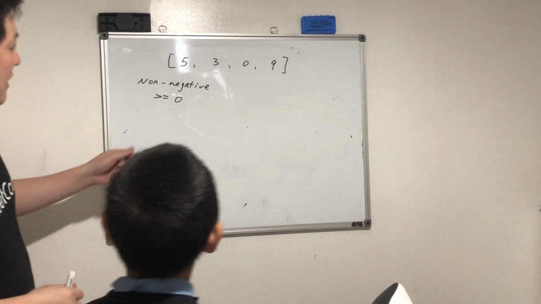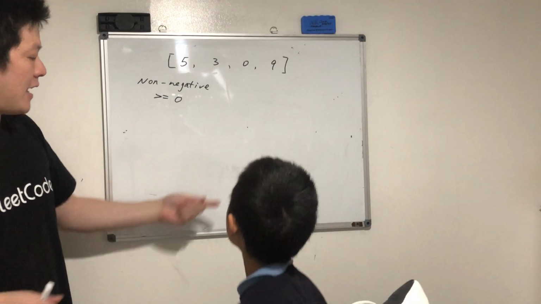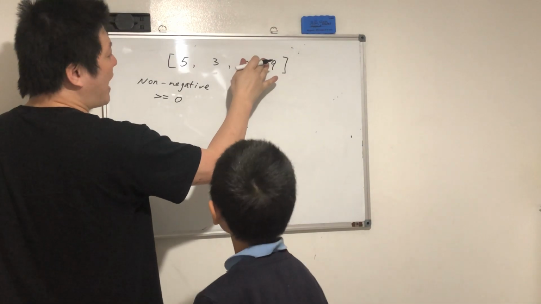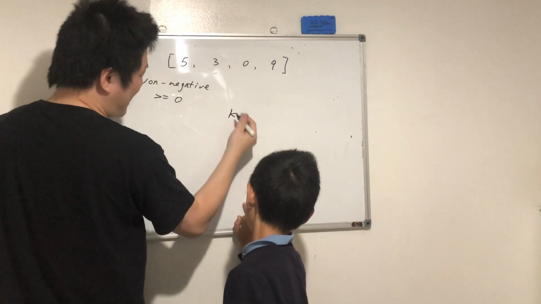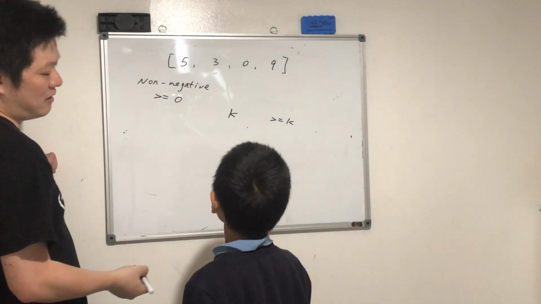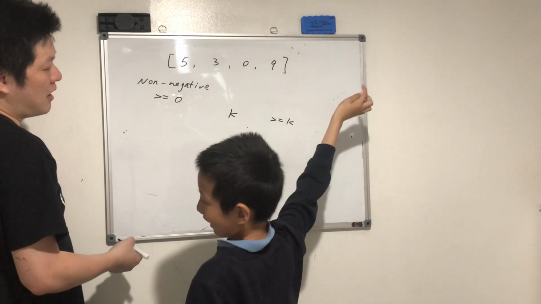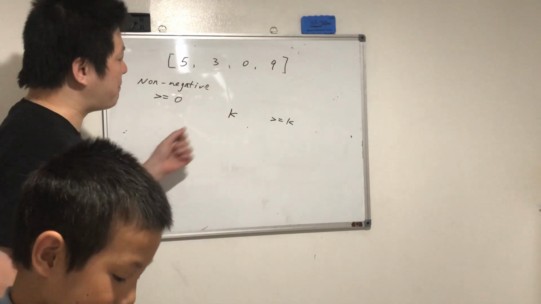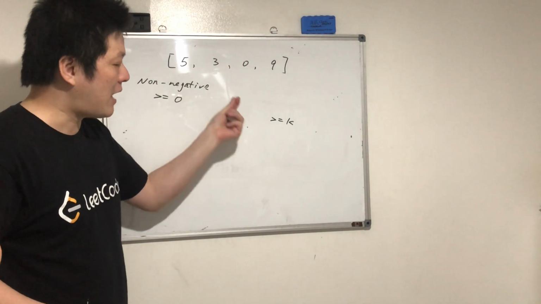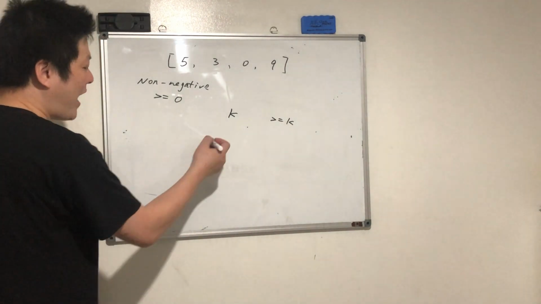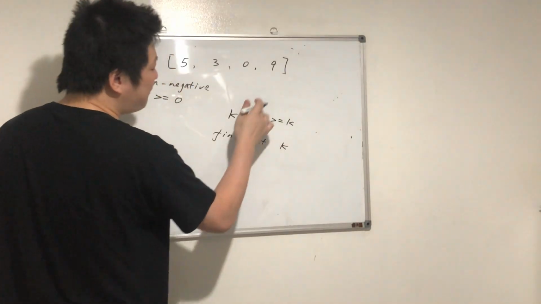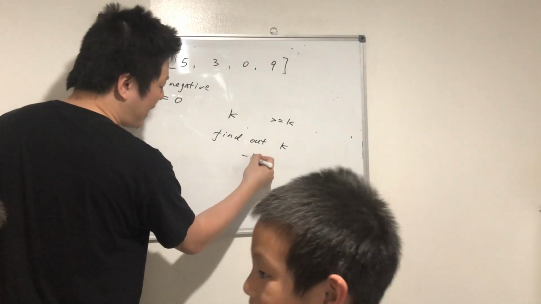Okay, so if I tell you that there are k numbers in here which are greater than or equal to k. There are 4 numbers, but I'm telling you k is a number. There are k numbers here which are bigger than k. So you need to tell me what k is. Find k, and if k doesn't exist, then you need to tell me k equals minus 1.